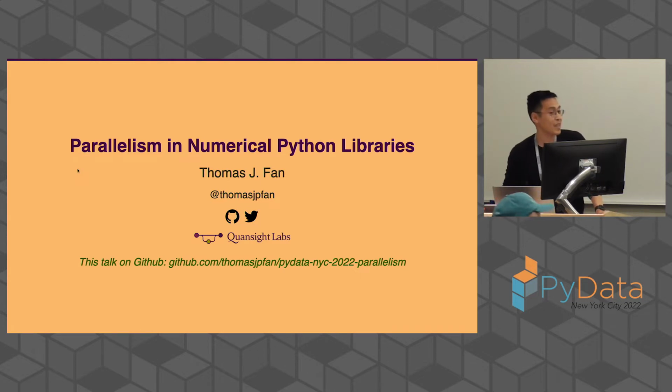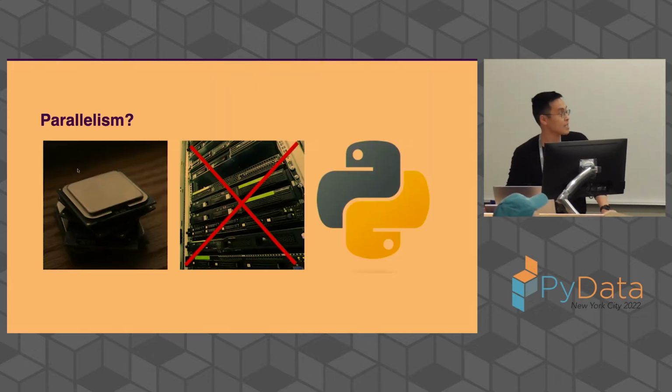Today's talk is about parallelism in numerical Python libraries. It's quite a big scoping talk because these are all loaded words. Parallelism is a loaded word. But we're going to narrow the scope a little and talk about a specific piece of it here. So when I mean parallelism, I mean CPU-based parallelism. So no accelerators like GPUs. That's a totally different talk.